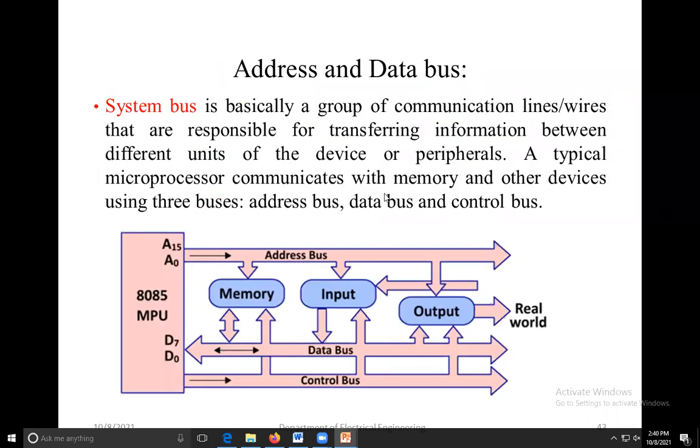Okay, this is the address and data bus. See, it is basically a group of communication lines for transferring between different units, devices and peripherals. Here we have to connect the memory and input device to the buses. How many buses are there? This is the address bus, data bus, and control bus, the three different buses. You have to connect them to the memory, input and output devices. D0 to D7 are the lower order bus.